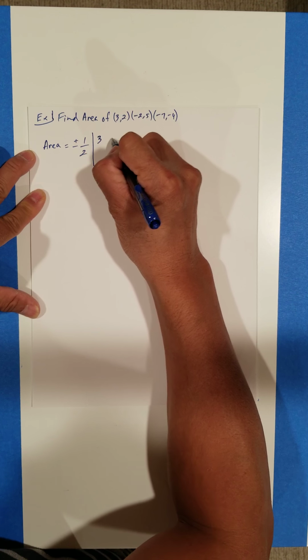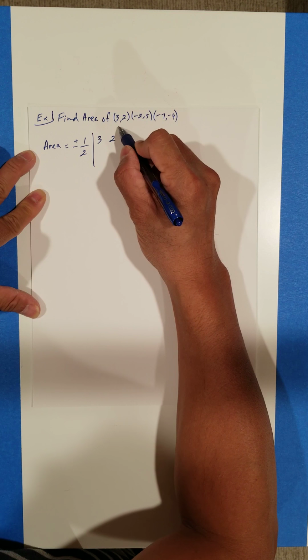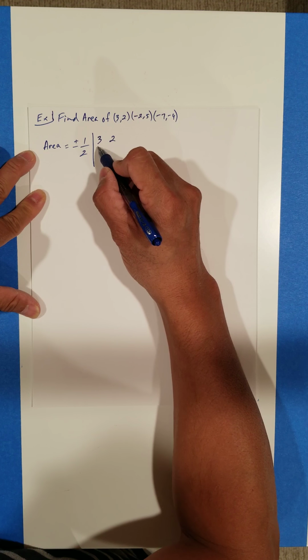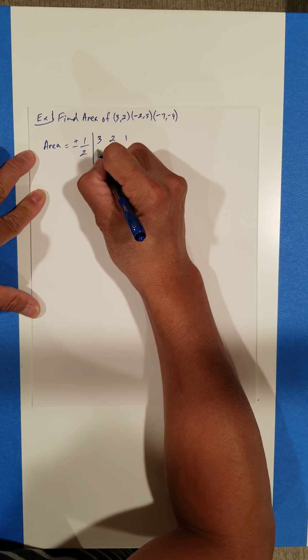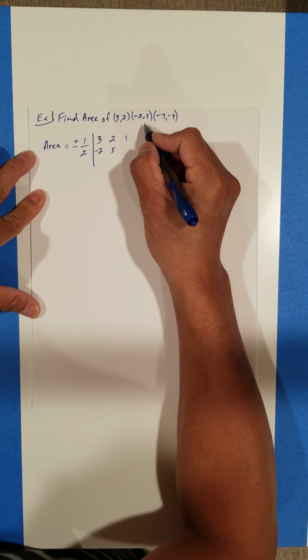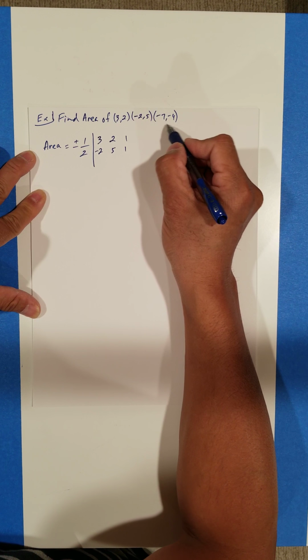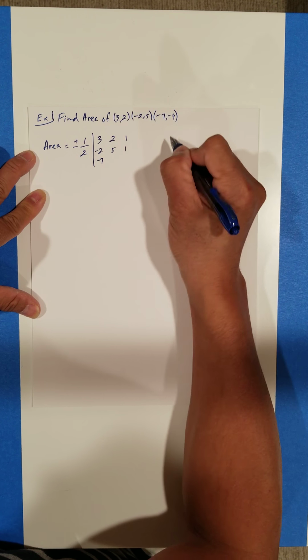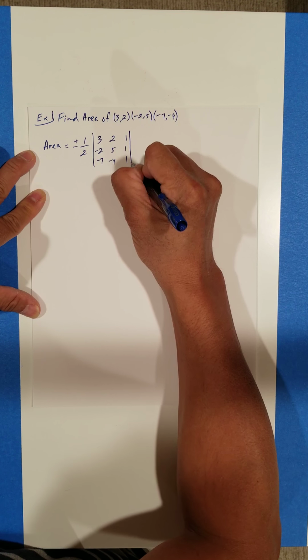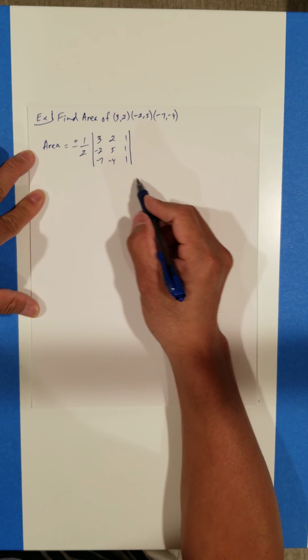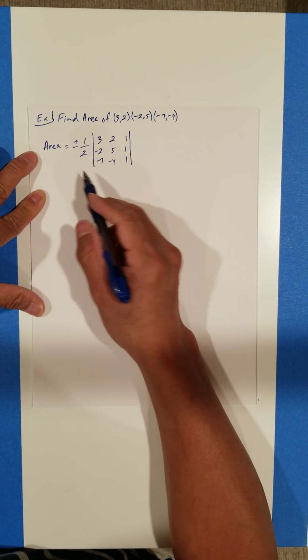My first point is 3, 2, so I put 3, 2, and my last column is a 1. Then my next point is -2, 5, and the last number is a 1. Then my third point, -7, -4, and my last column is a 1. Now just find the determinant here. That's how you find the area.